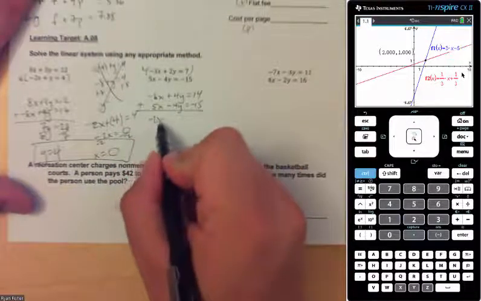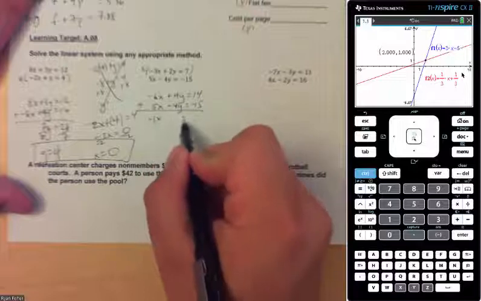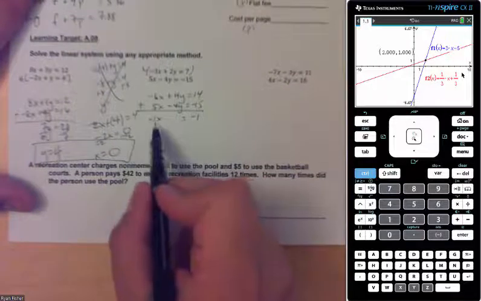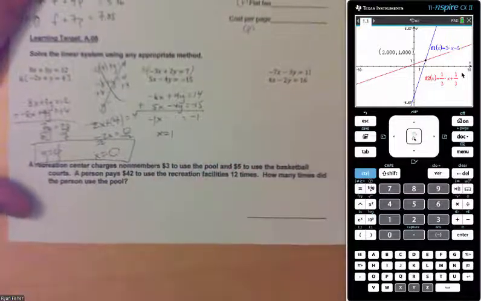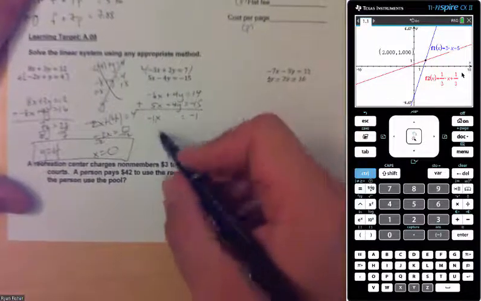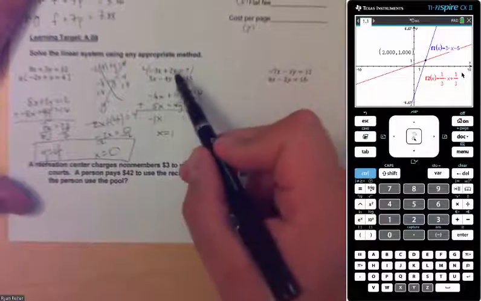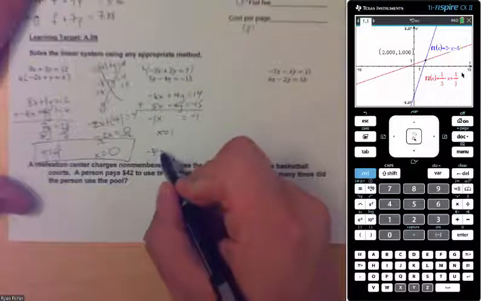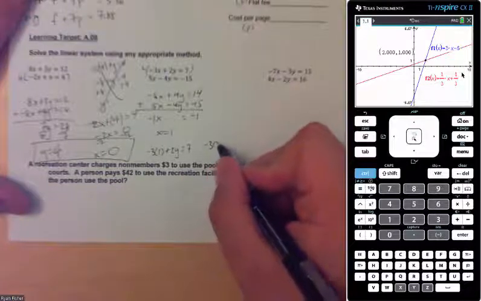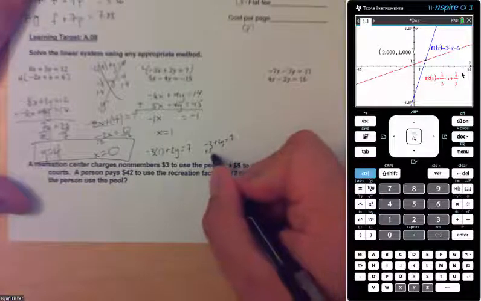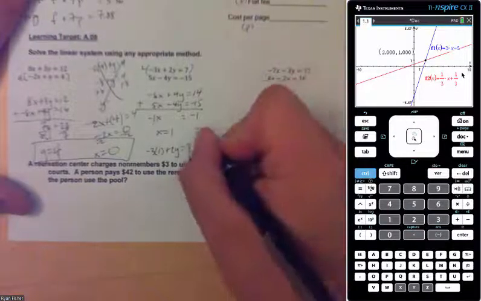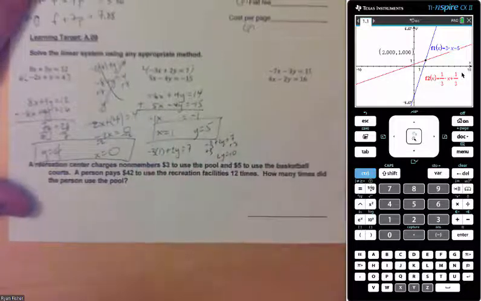-6 plus 5 is -1. 4 plus -4 is 0. 14 plus -15 is -1. So if -1x equals -1, x equals +1. If I know x, I can find y. Maybe I'll use the top equation because y is positive. -3 times 1 plus 2y equals 7. -3 plus 2y equals 7. Add 3. 2y equals 10. y is 5.